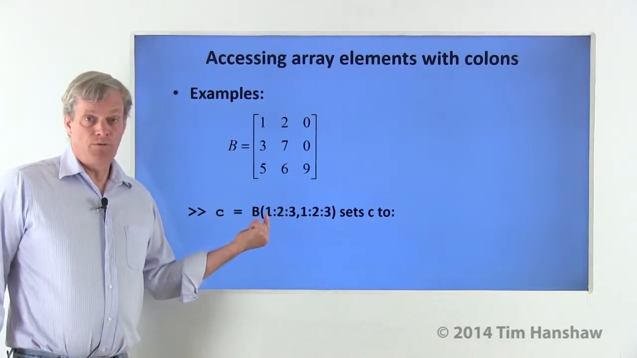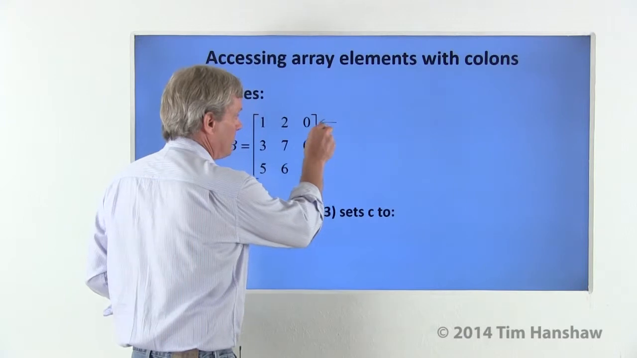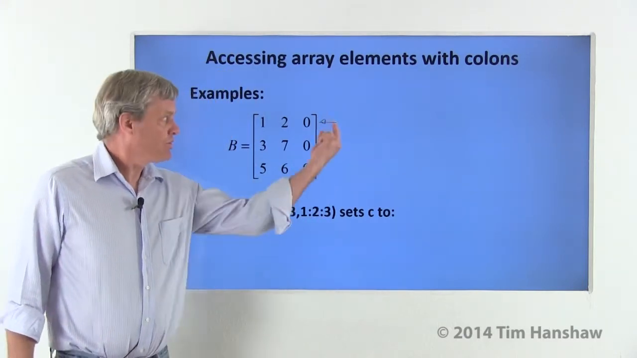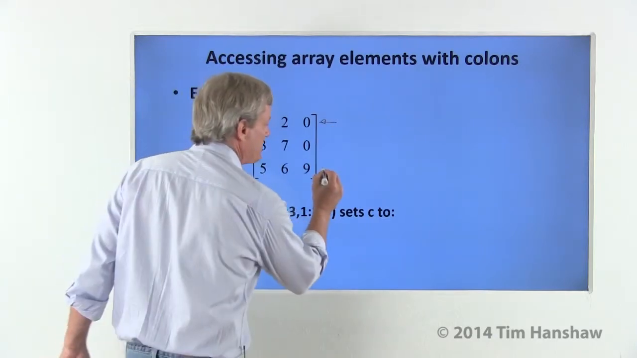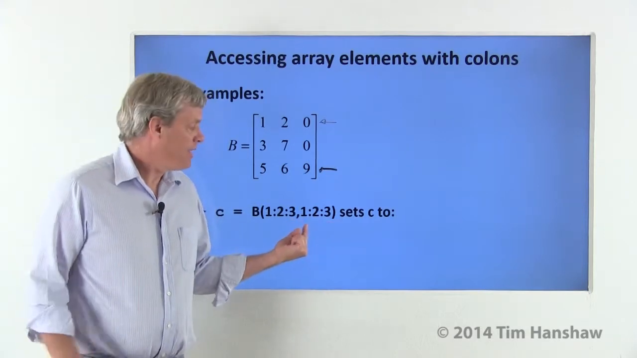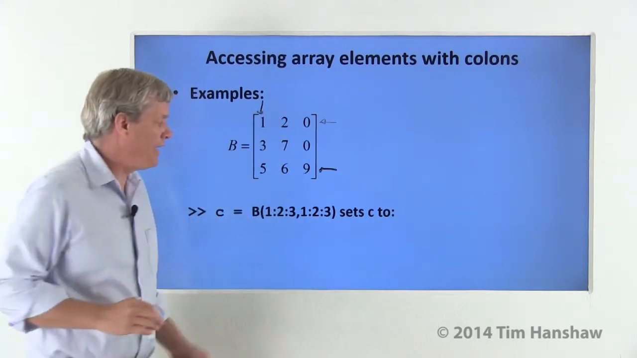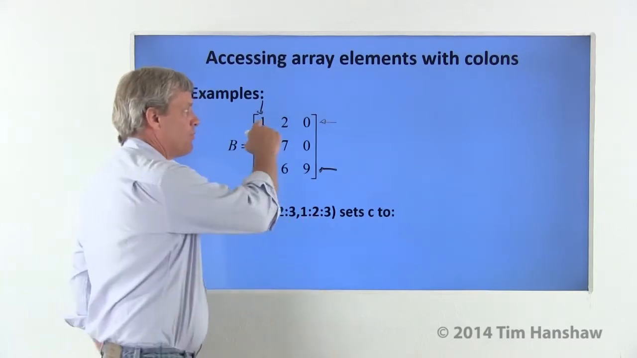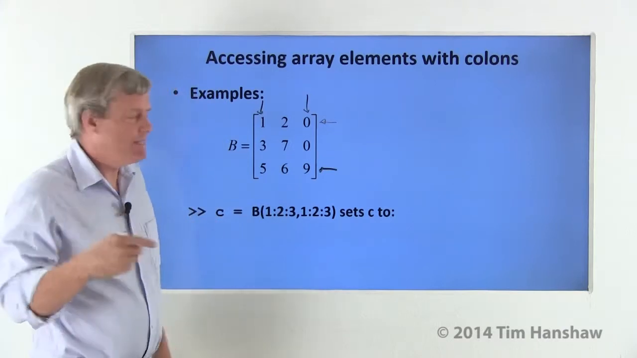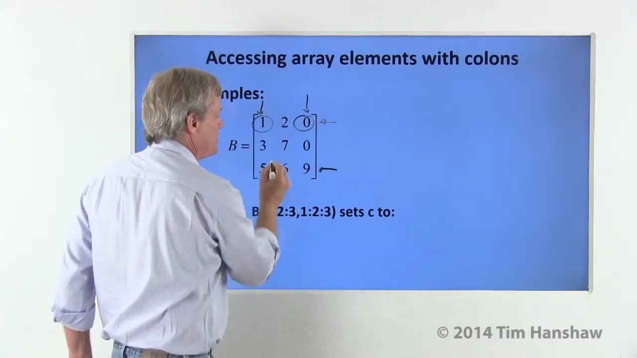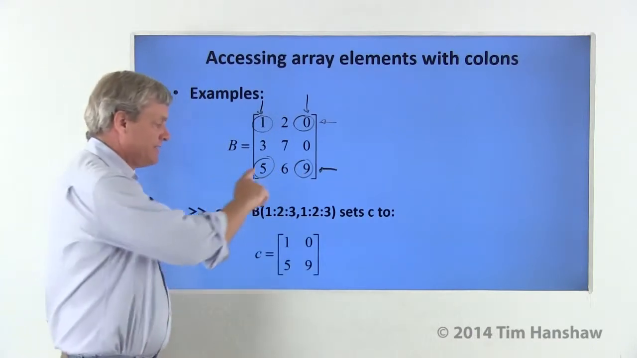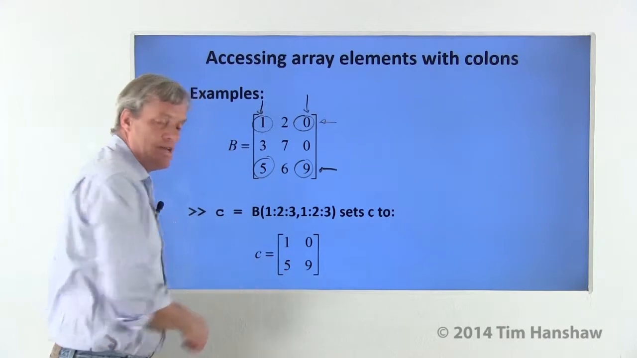The first row is going to be row 1. I'll get my next row by adding the increment 2 to 1 to get 3, so my next row will be the third one. The pattern for the columns is the same. The first column is column number 1. The second column is going to be column number 1 plus 2, which is 3. And this is going to access these elements that have these combinations of row and column numbers. So C, when all is said and done, is going to be 1, 0, 5, 9.